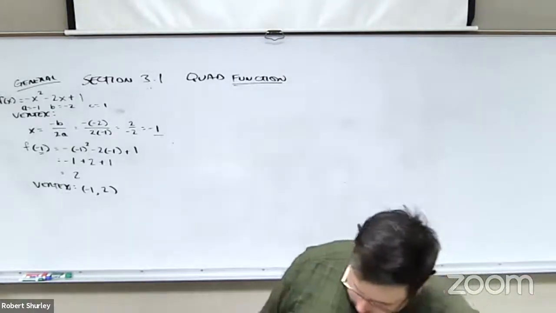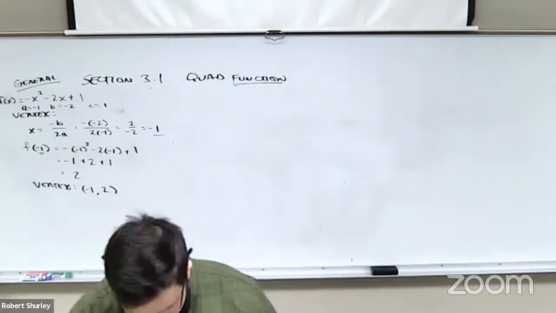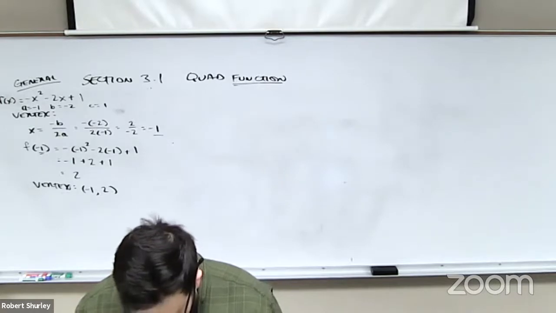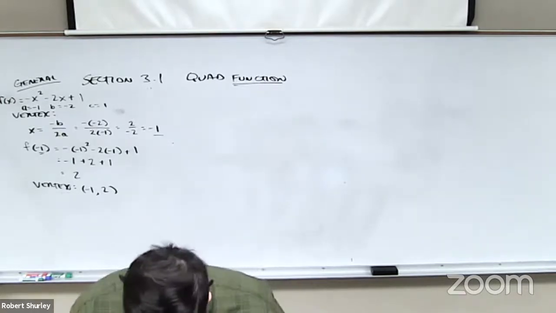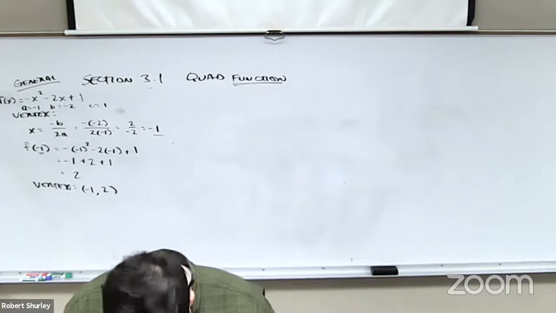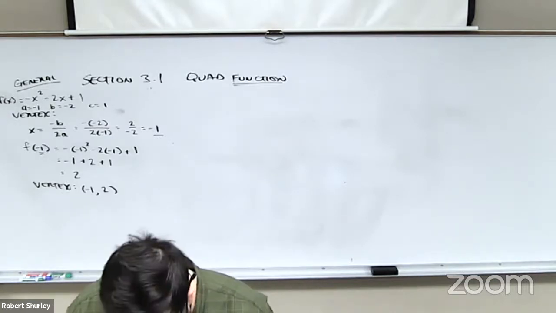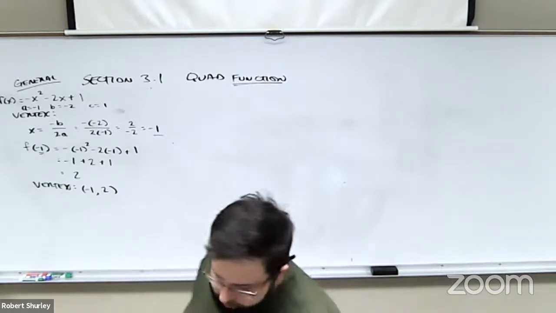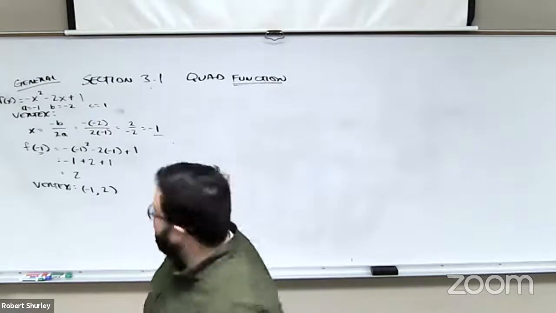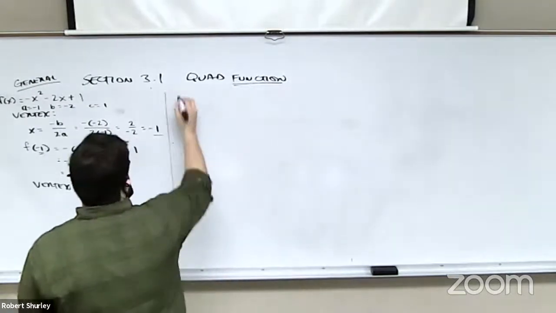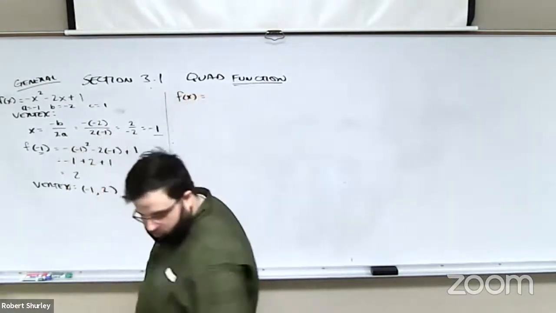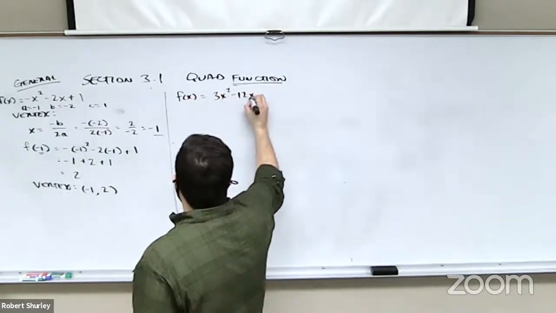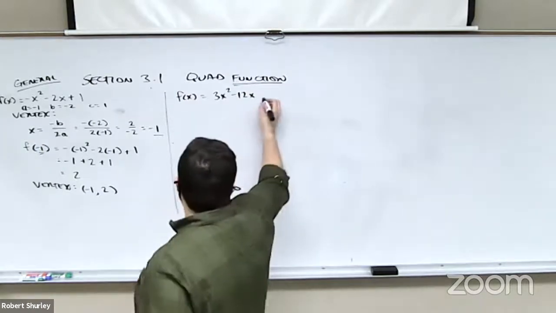Okay, so I want you to try this next one. I'm going to steal an example from the book. It's always fun. This is number 14 in your book on page 343. Number 14. f of x equals 3x squared minus 12x plus 1.